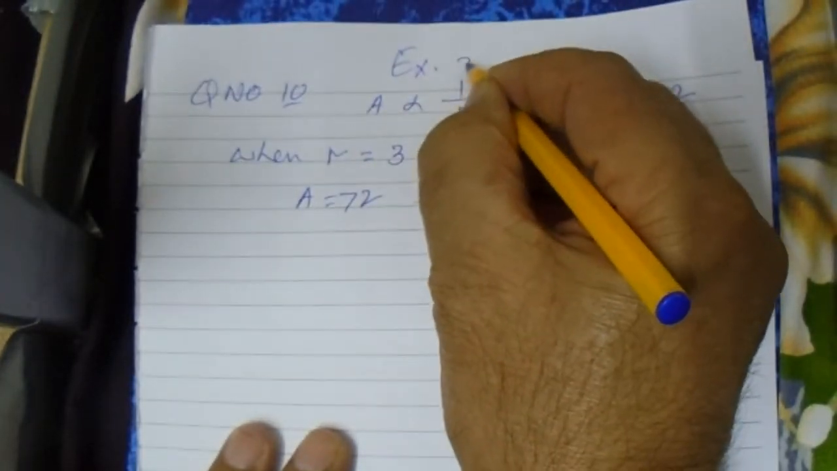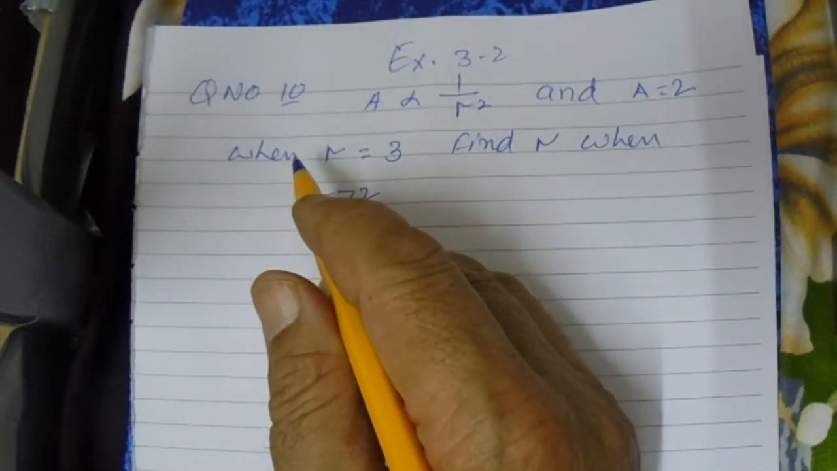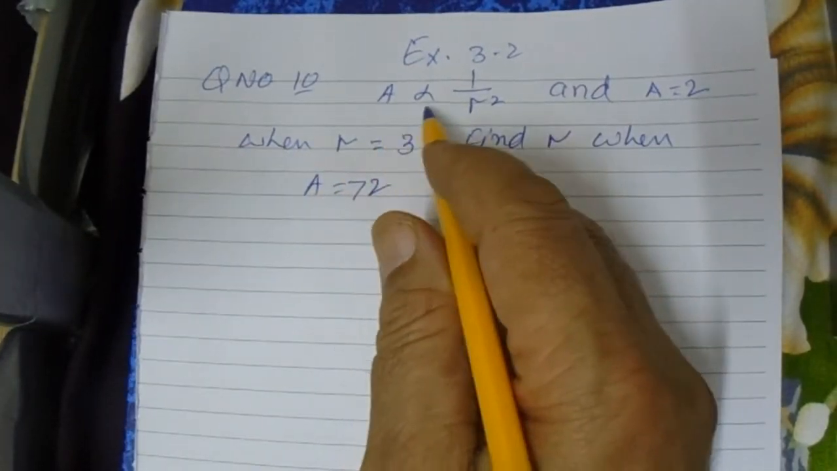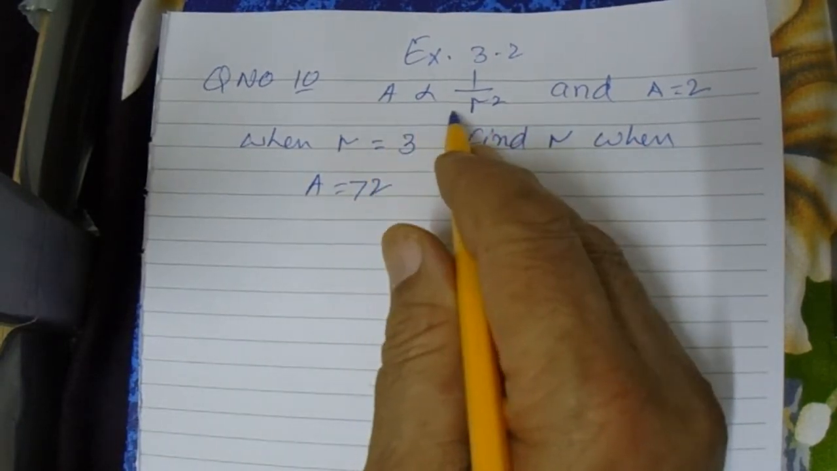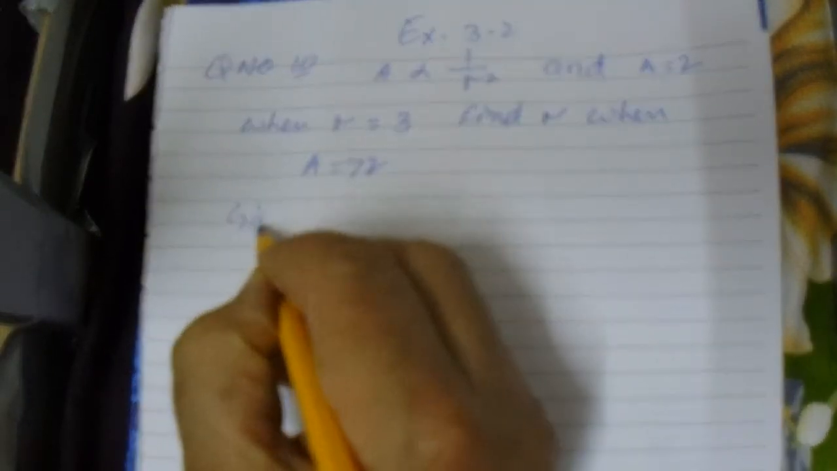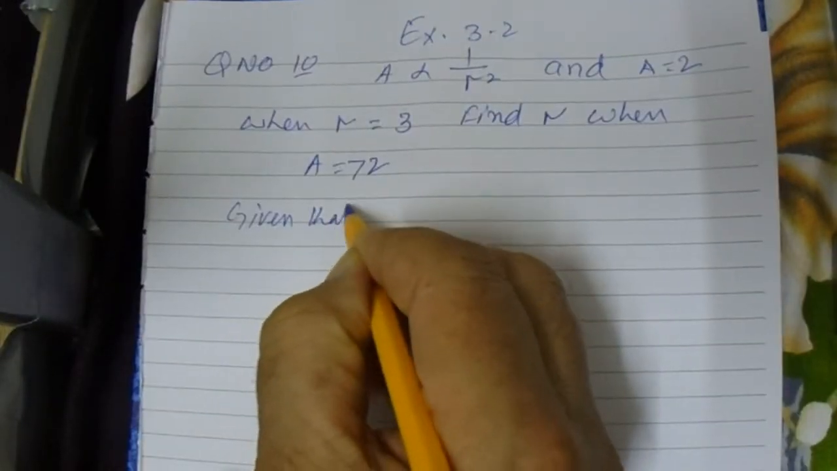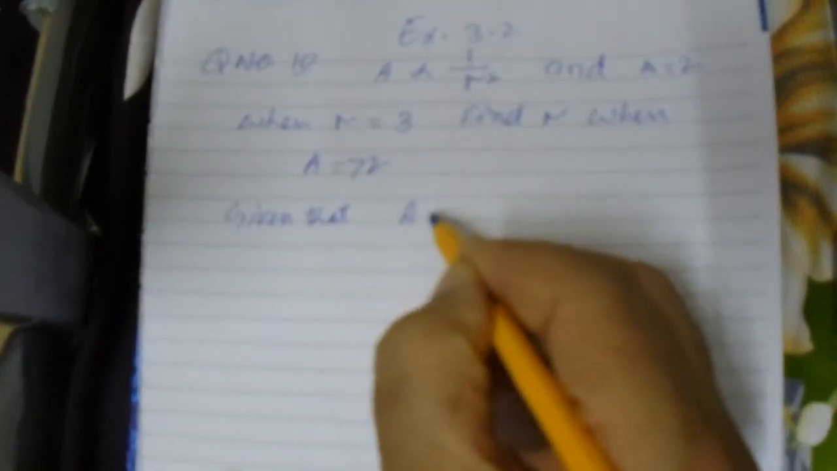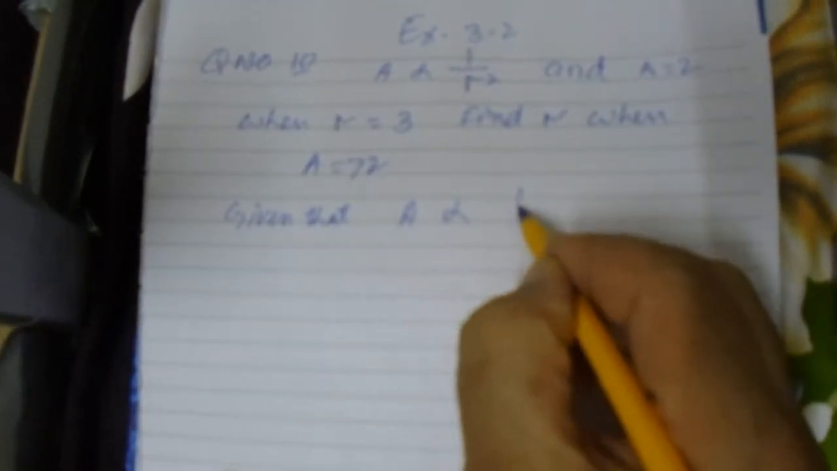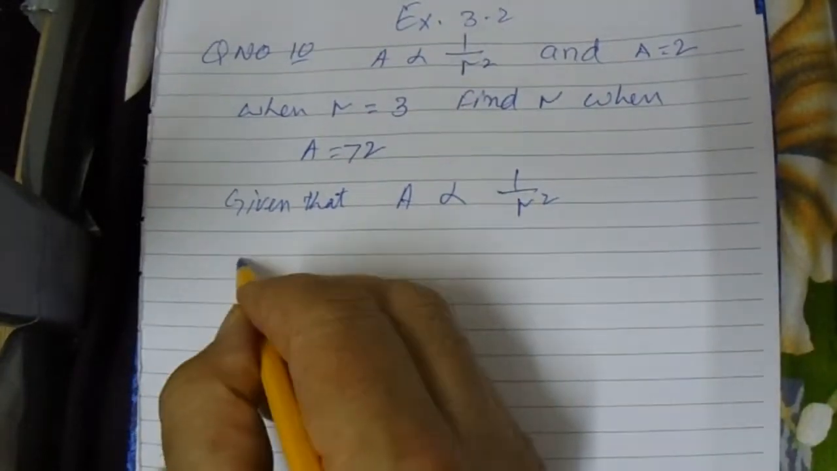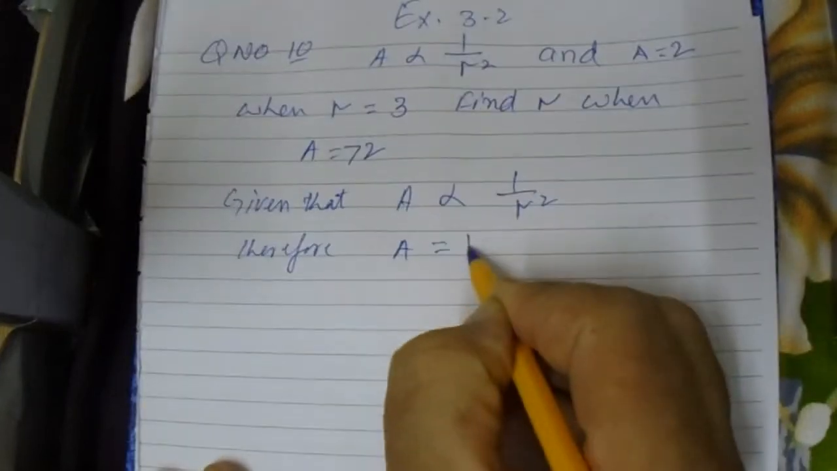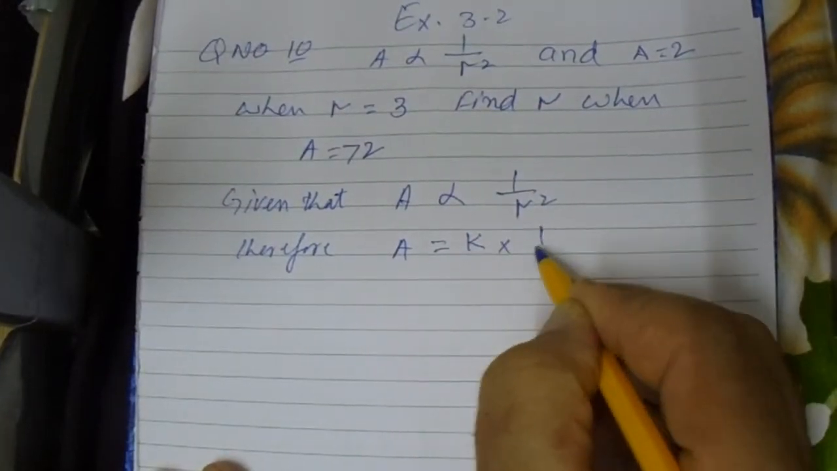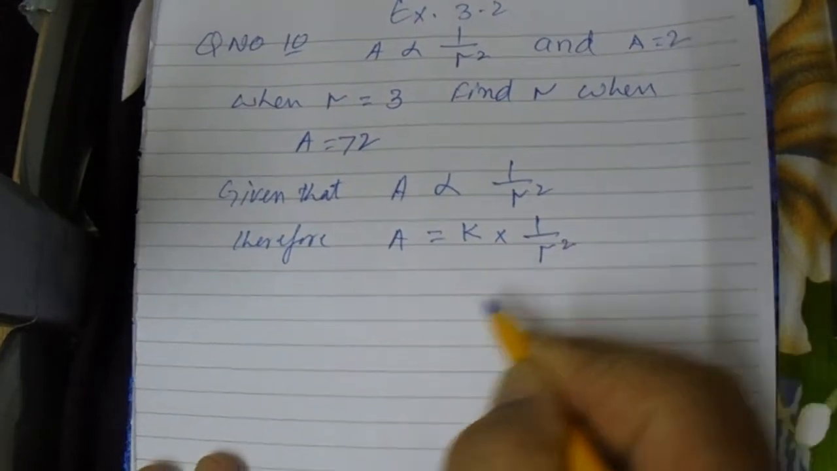Bismillah ar-Rahman ar-Rahim. Now the question, solve 10. Today we solve question number 10. Given that a varies inversely as 1 over r squared. Therefore a is equal to k multiplied by 1 over r squared.